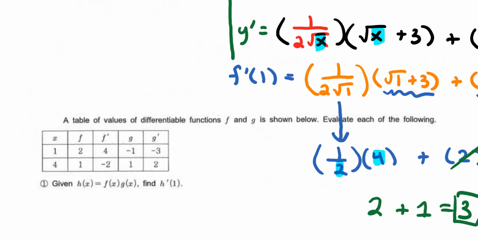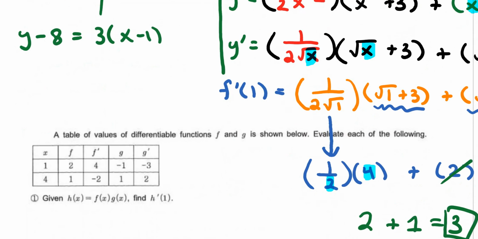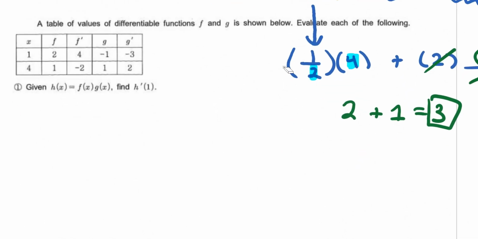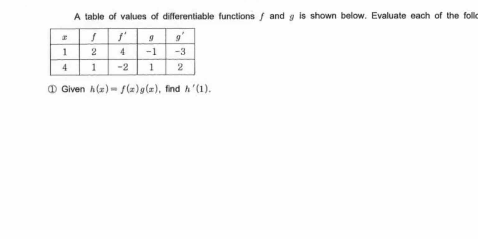Okay, and then I take that 3, and this number right here becomes a 3, right? And just fill in the rest here. All right, so y minus 8 equals 3 times x minus 1. Okay, that's great. Let's move on to example number 3 here, some of the table questions here. Let me just erase all this, and let's take a look at this problem right here.